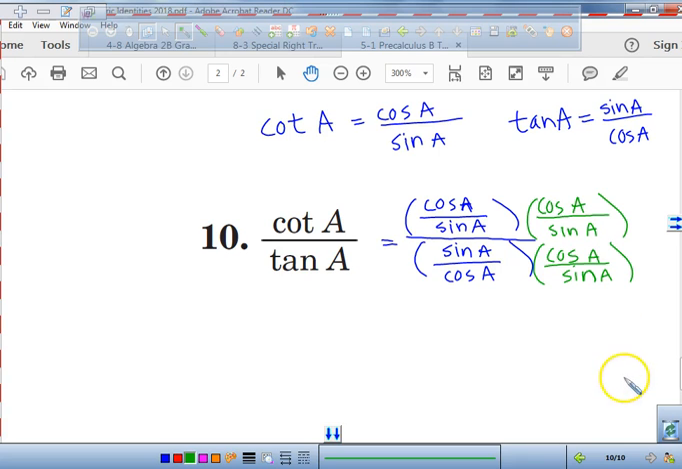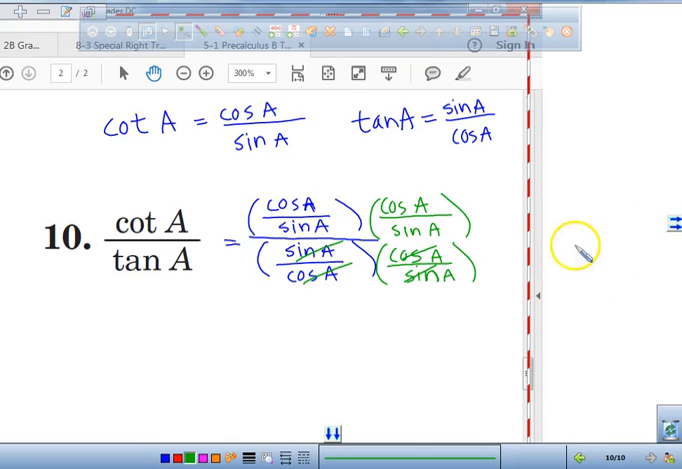Sine of A. All right? So, if we have the cotangent of A divided by the tangent of A, we have to multiply it by its reciprocal. So what happens here? These cancel out, these cancel out. Okay? So what do you guys have? What's the cosine times the cosine? That becomes the what? Cosine squared of A over the sine squared.